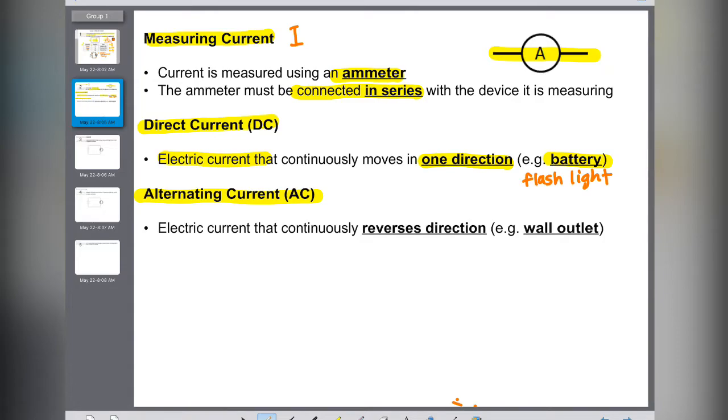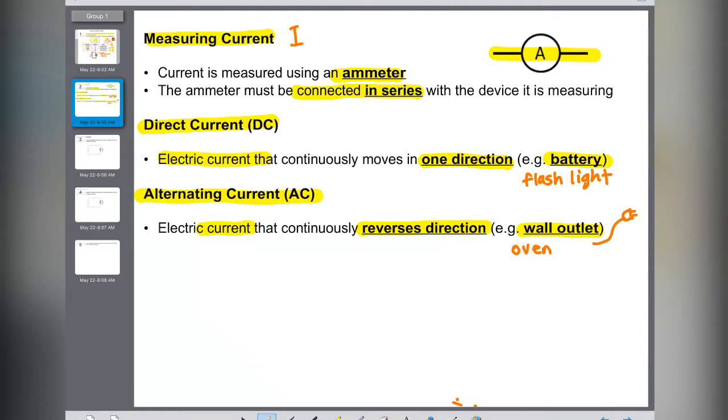Okay, alternating current is when the currents are in reverse direction. Alternate means they go back and forth, back and forth, back and forth. Basically any appliance that uses a wall outlet would be an example of something that uses an alternating current, say for example your oven. So the key thing is that it's plugged into the wall.